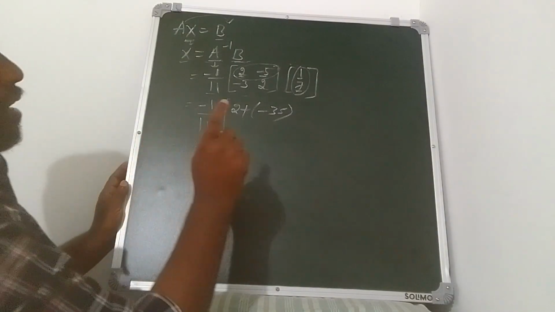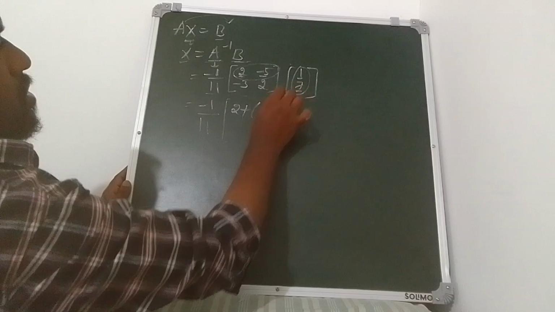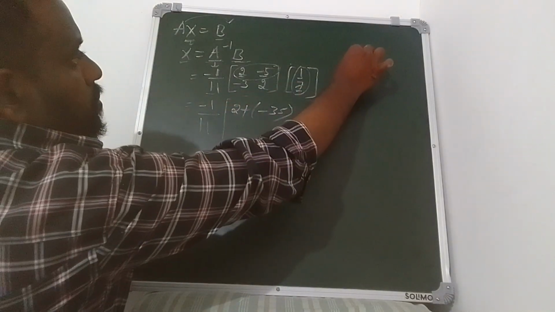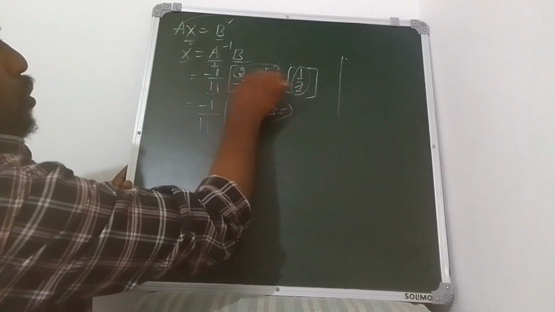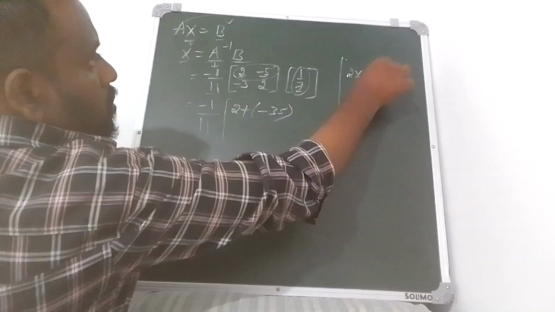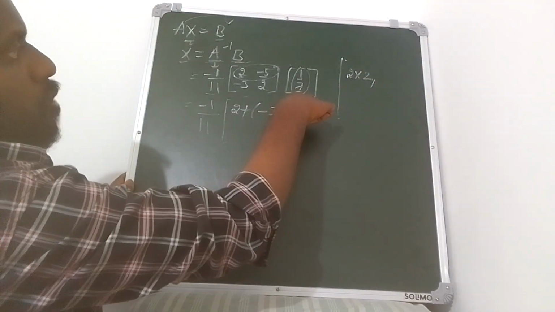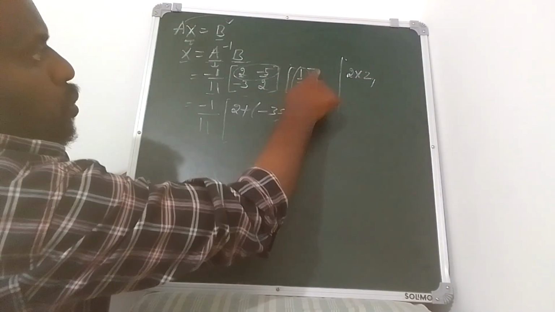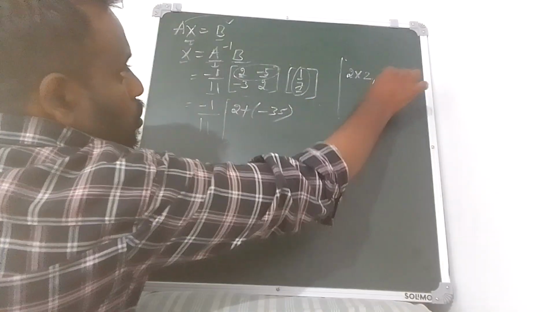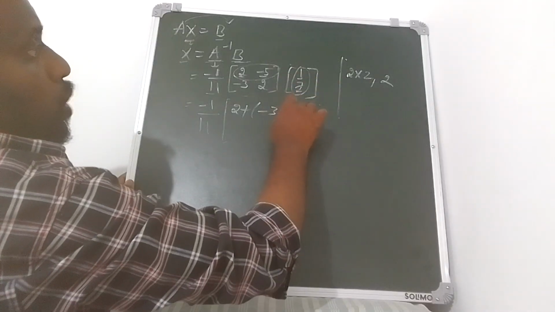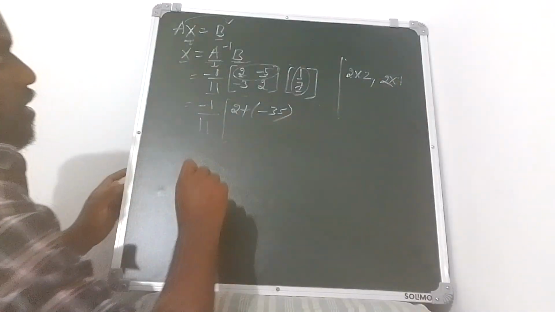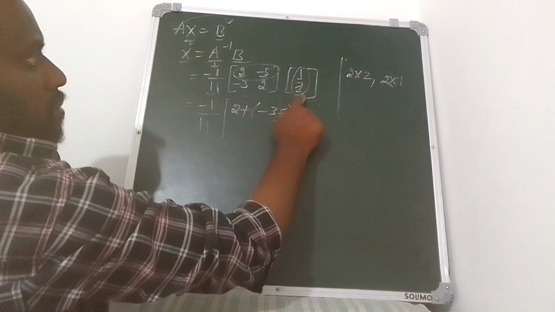Just 1 minute. Before this, see, order of this matrix is what? 2 cross 2, because 2 rows, 2 columns. Next, order of this matrix is what? 2 cross 1. 2 rows, 1 column. So order of this matrix is this, order of this matrix is this.